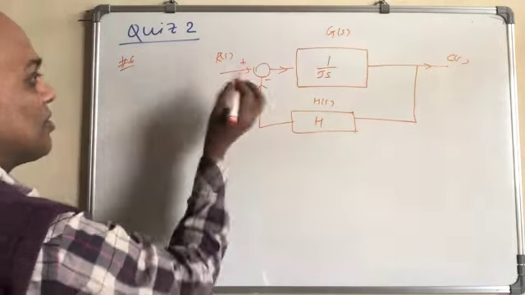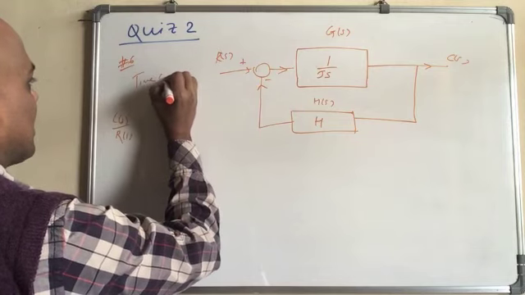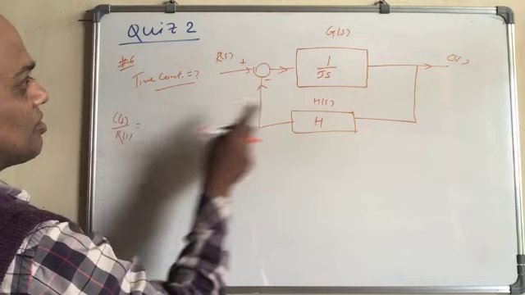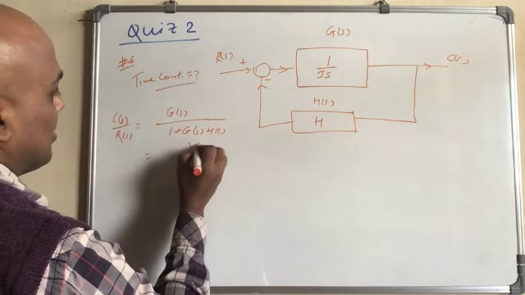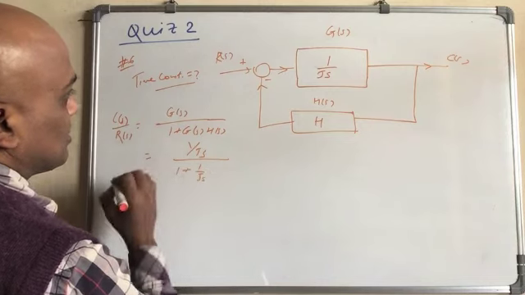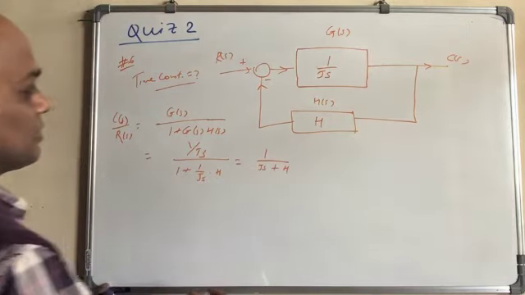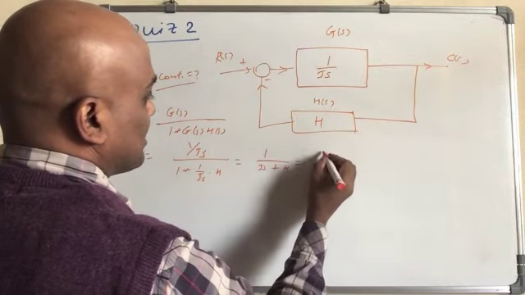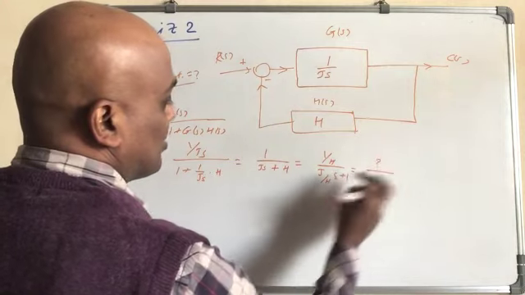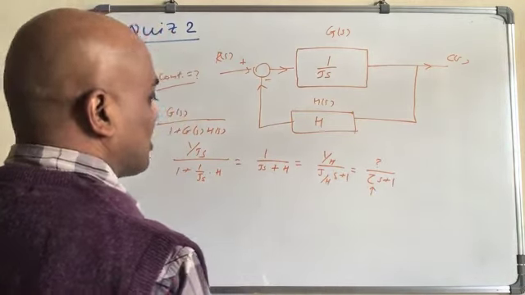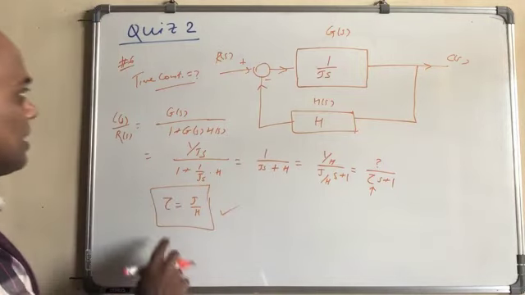In this case, similar to earlier, the closed loop transfer function will be C(s) over R(s). We have to find out the time constant. We know that it will be G(s) divided by 1 plus G(s) multiplied by H(s), and with G(s) equal to 1 over Js we get 1 over Js plus H. Dividing by H, we get 1 over H times 1 over (J over H s plus 1), which is of the form tau s plus 1, so this is the time constant. That really means tau equals J over H. So this is the answer, the time constant of this first order system.